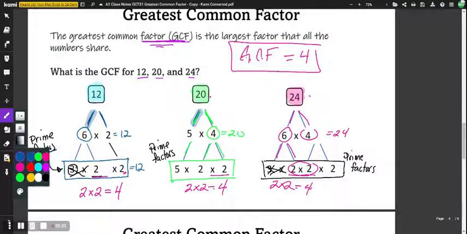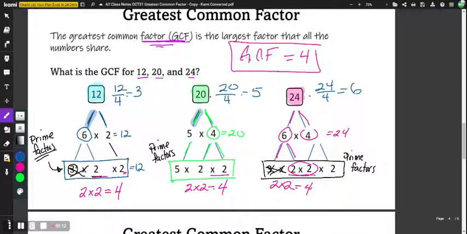So I can definitely divide 12 by 4, which equals 3. I can divide 20 by 4, which equals 5. And I can divide 24 by 4, which equals 6.